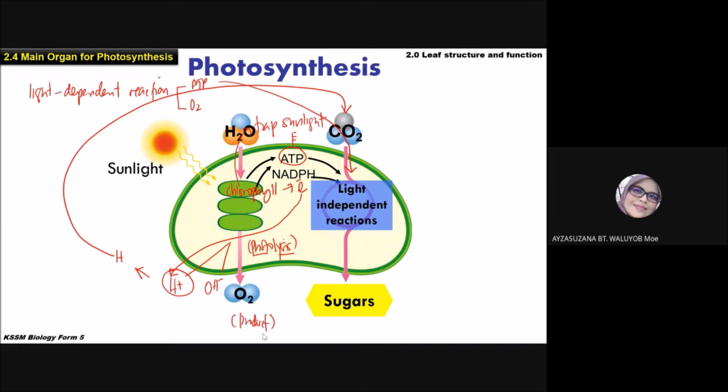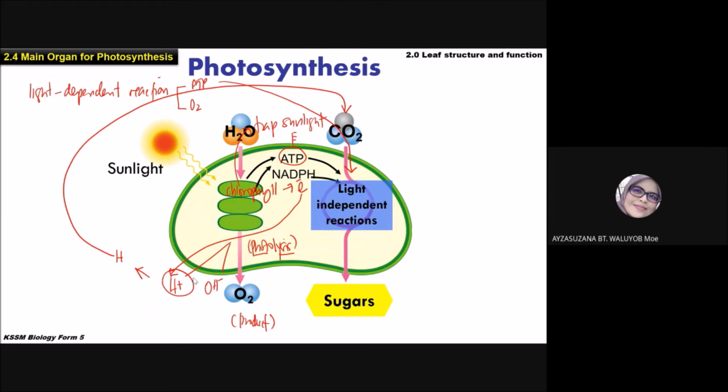Where the oxygen come from? From here lah, OH minus ni. Awak dah belajar kimia kan, macam mana dia boleh melepaskan oksigen ni untuk menjadi gas oksigen. Okay. So, settle the light dependent reaction. So, remember the light dependent reaction, the product is oxygen. Okay, and this oxygen is released by the stomata to the environment and we inhale this oxygen.